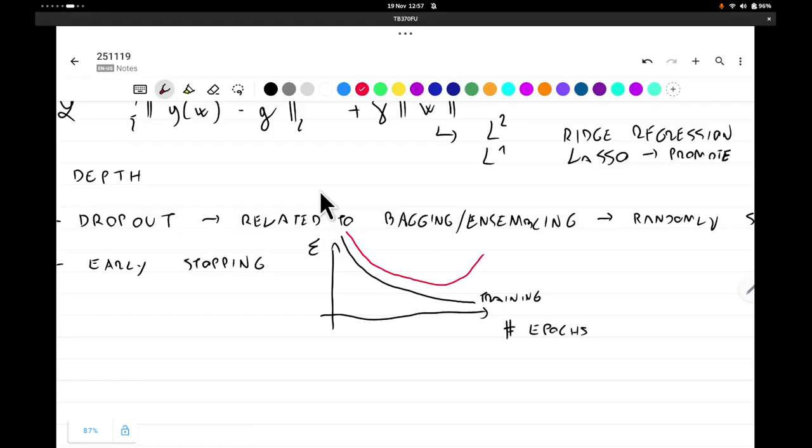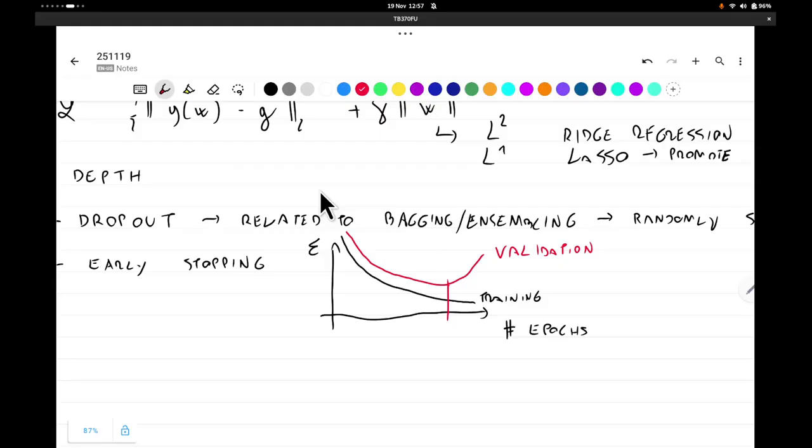But then one typically sees that at some point it starts going up, because now the network is over-specializing over the training data. It's overfitting over training data. So typically one monitors the validation error, and when it starts increasing, you stop your training here. So that's called early stopping.